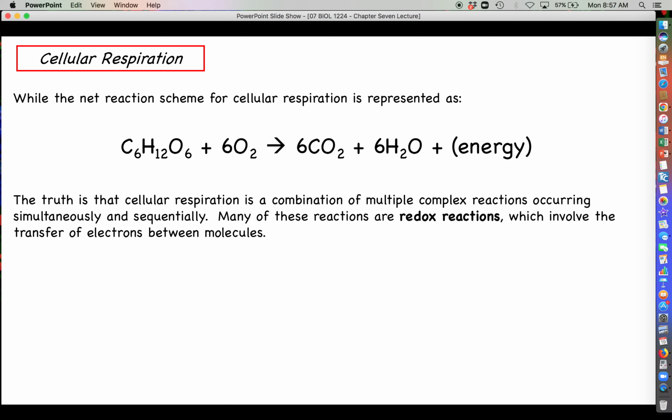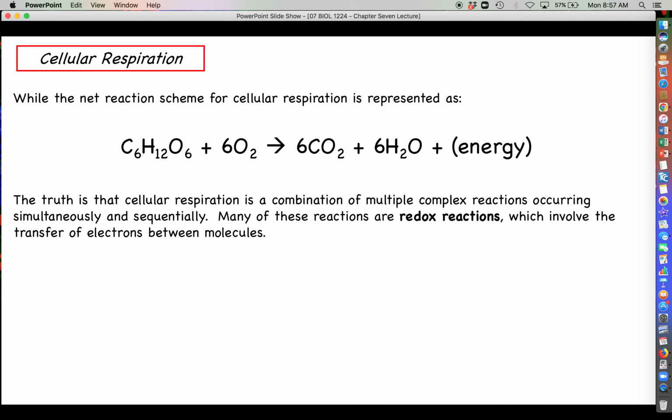But the truth is that cellular respiration is a combination of multiple complex reactions that occur either simultaneously or, in most cases, sequentially, meaning they happen one right after another. The first part of cellular respiration that we're going to talk about, called glycolysis, is in and of itself 10 sequential chemical reactions. So cellular respiration is not just one chemical reaction and then it's done. Quite the opposite. There are many different chemical reactions all happening one right after another.